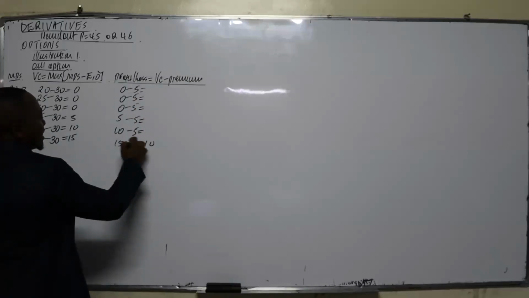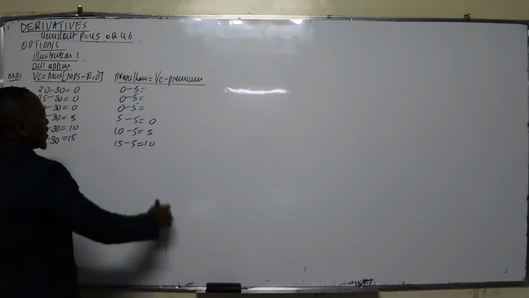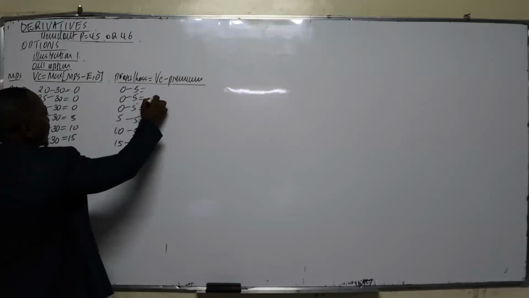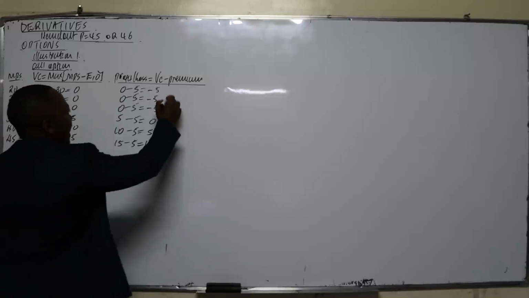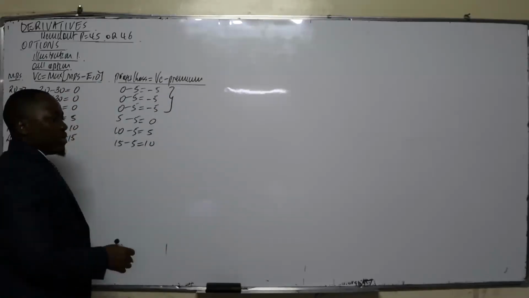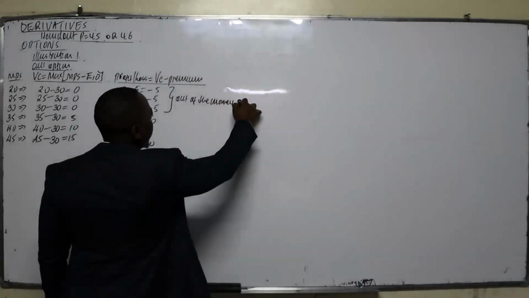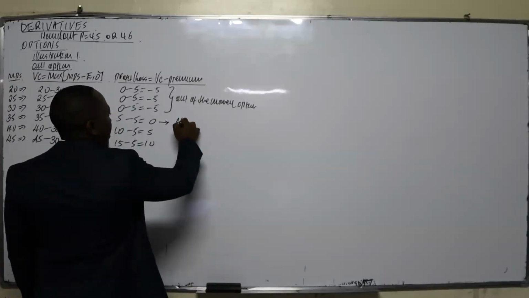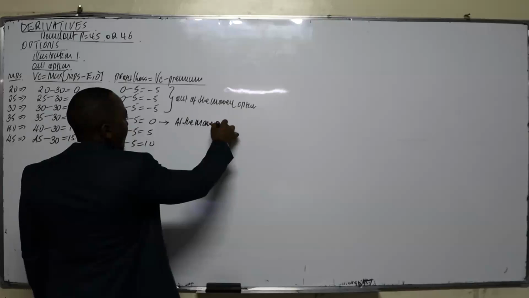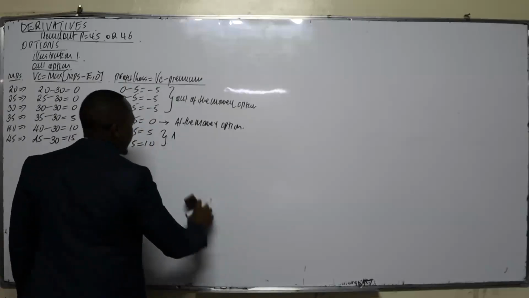15 minus 5 you get 10. 10 minus 5 you get 5. 5 minus 5 you get 0. 0 minus 5 you get negative 5, and 0 minus 5 you get negative 5. Here you are determining the profit or loss, so it can either be a profit or a loss. Now, when you get a negative, that is what you call an out of the money option. If you get 0, that is an at the money option. And when you get a positive, that is an in the money option.